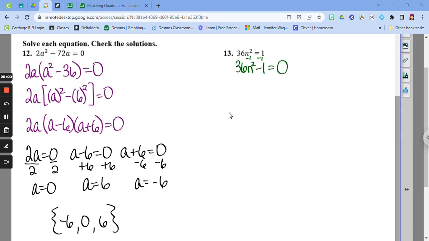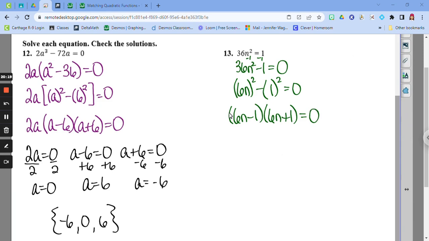So this one has a difference of 2 squares. We know 36 is 6 squared. 1 is 1 squared. So I have 6n minus 1 and 6n plus 1. Solve. We factored it. Now we need to solve. Finish solving that one.